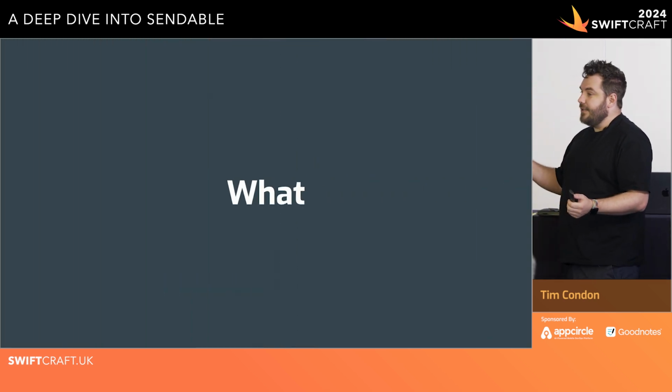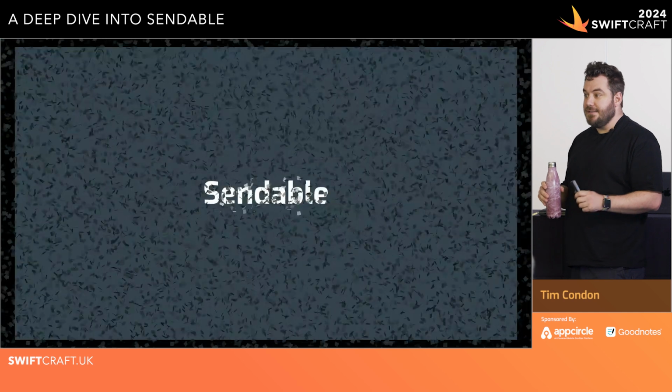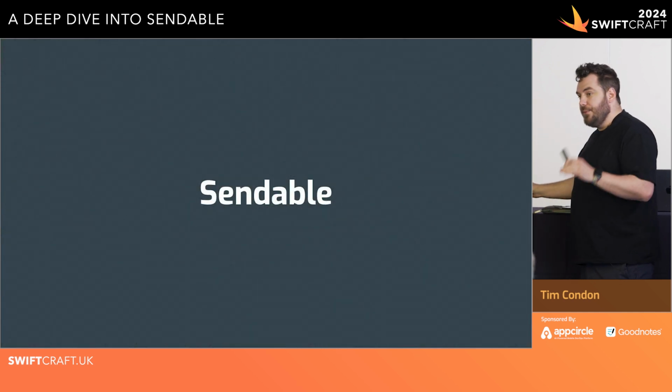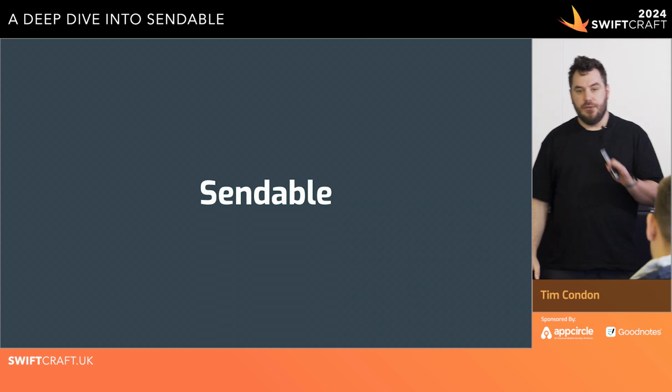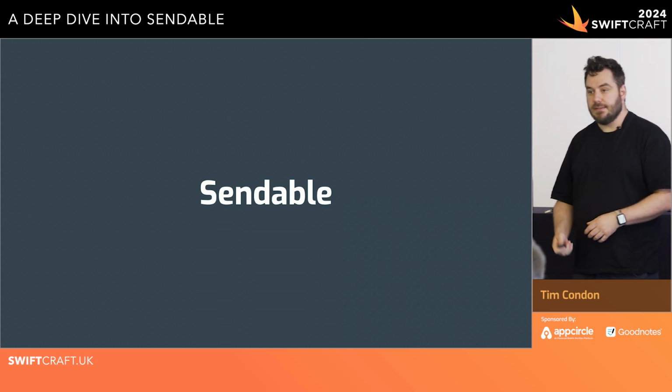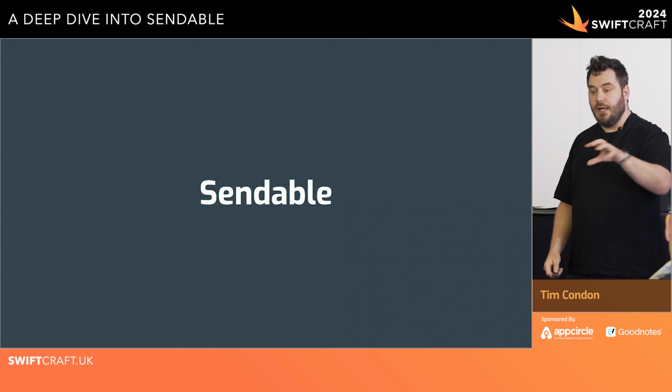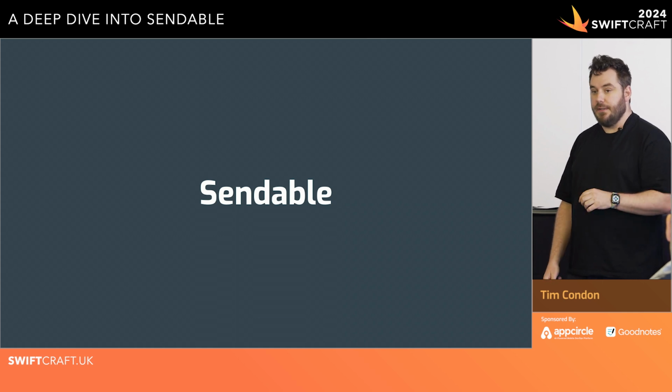And that leads me very nicely on to what Sendable is, because that is what Sendable is. Sendable is purely a way of the compiler telling you when you're doing something that is unsafe when it comes to data access, and when you're trying to pass data across different isolation boundaries in different concurrent environments.